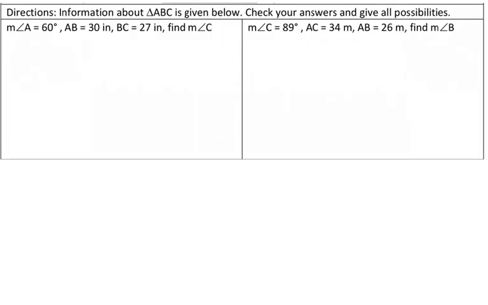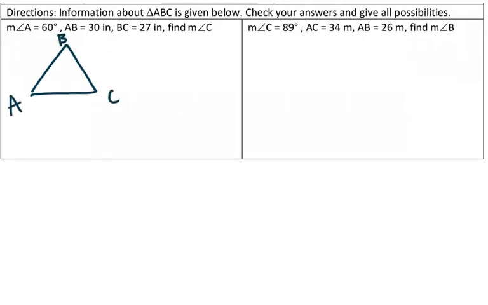Okay. So, directions. Information about triangle ABC is given below. Check your answers and give all possibilities. So make sure that you are reading directions, especially when you're taking a quiz or a test. If I say give me all possibilities, you have to state all of them. Notice that in these, they don't give you the actual triangle, so that's the first thing we're going to do. We're going to draw a triangle, and we're going to label it A, B, and C.